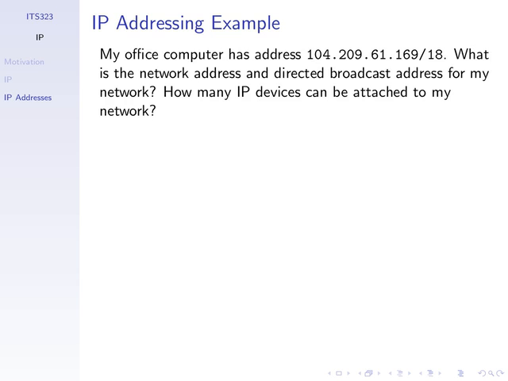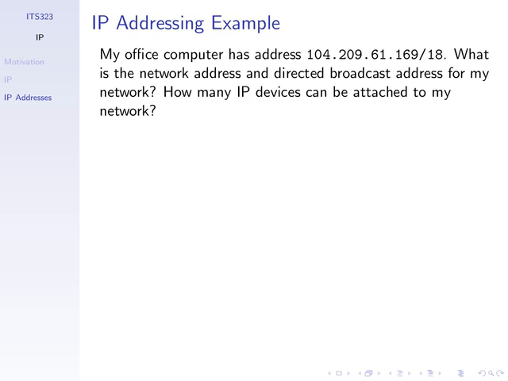Remember that for a network address, we take the network portion and set the host portion to all zeros. Directed broadcast, take the network portion, set the host portion to all ones. And then, given some IP address and a subnet mask, you can find the corresponding network address, because you find the bits which represent the network portion and the host portion, and then you can find the network address and the directed broadcast address.